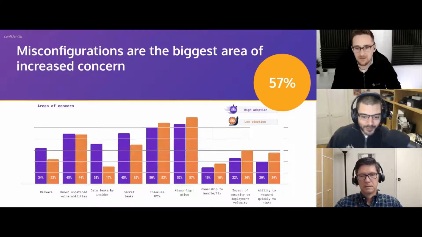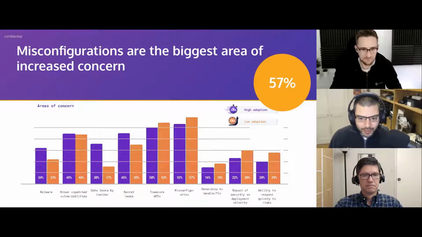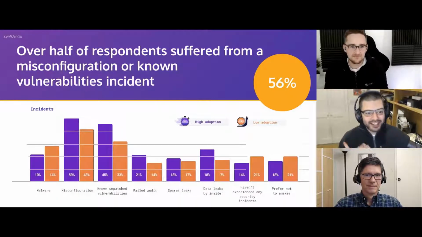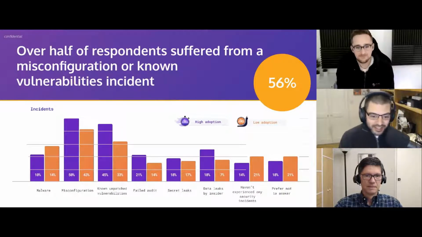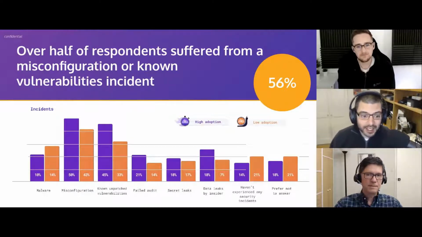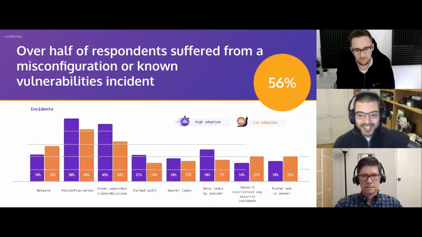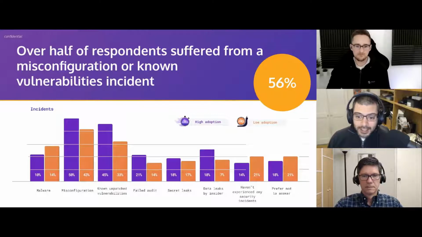Yeah, definitely. Okay, so let's jump on now to see whether these concerns are actually well placed. When we think about that, we want to know, are our incidents happening in the same place as where we are putting our most effort and most concern? And you can see here, straight away, misconfigurations and known unpatched vulnerabilities are significantly higher, and also specifically if you compare with the high adopters, significantly higher for those. Although that's not to say it's completely eliminated by low adopters, of course. Still the highest areas of incidents.